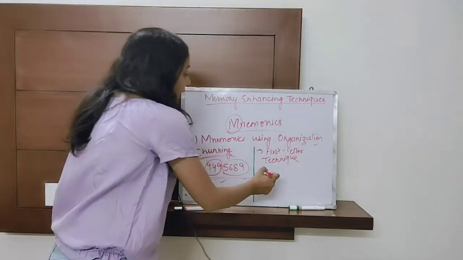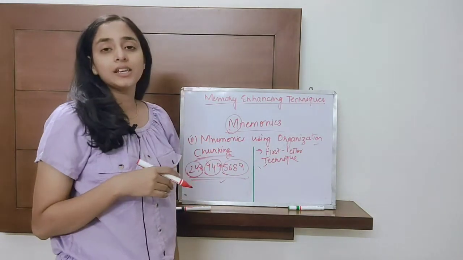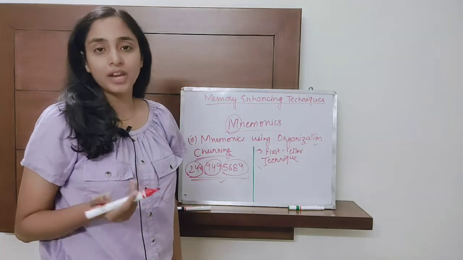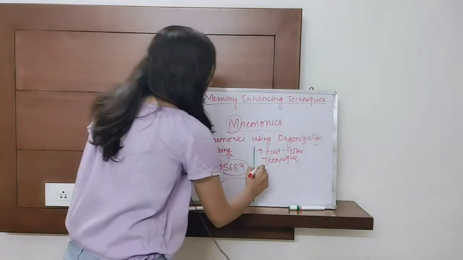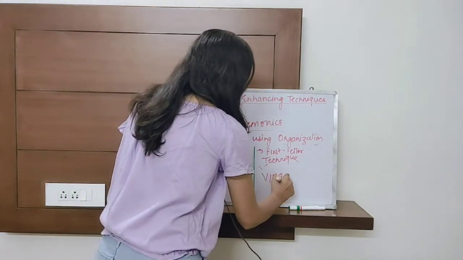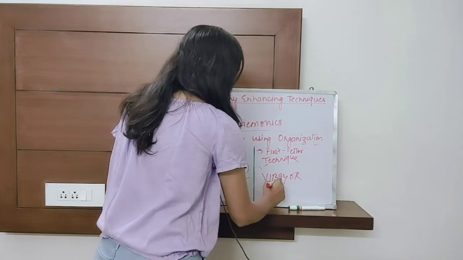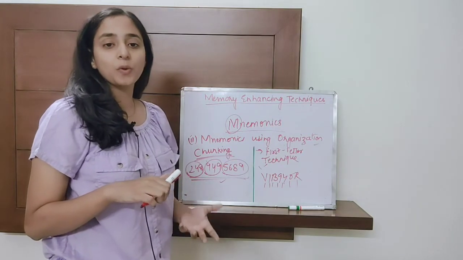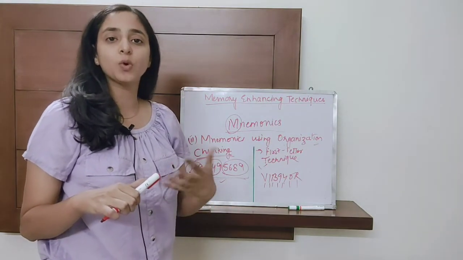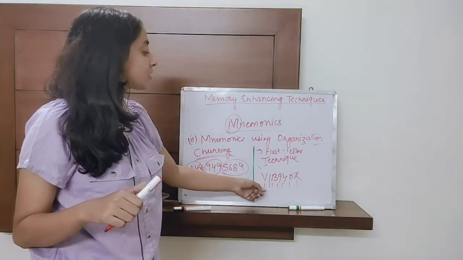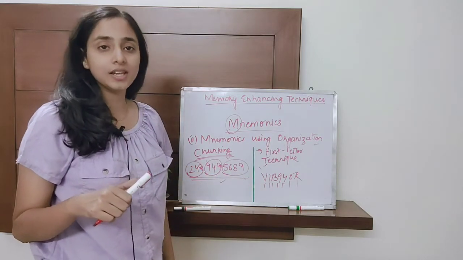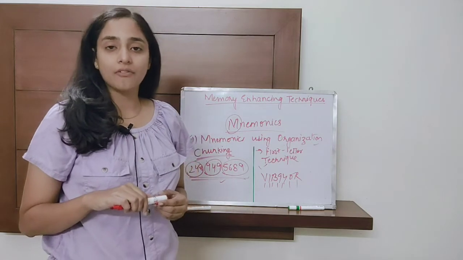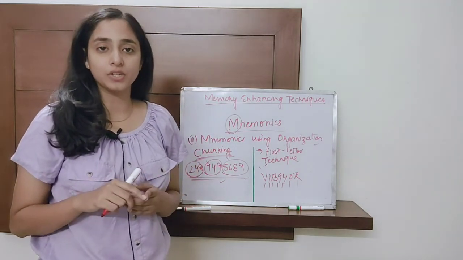Now the second kind of technique is the first letter technique. This I am sure you will all be familiar with. We used to learn the colors of the rainbow with this method: VIBGYOR. Violet, indigo, blue, green, yellow, orange, red. If someone asks me the colors of the rainbow directly, I will not be able to answer so perfectly and so fast until I use this technique. Again, this technique is very efficient for a smaller amount of information.